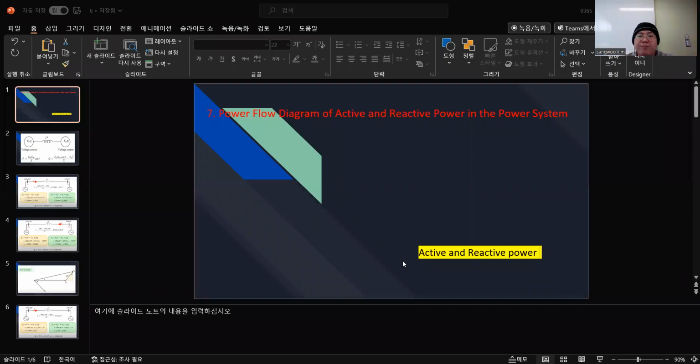Hey guys, today we will learn about power flow, you know, active and reactive power in the power system.